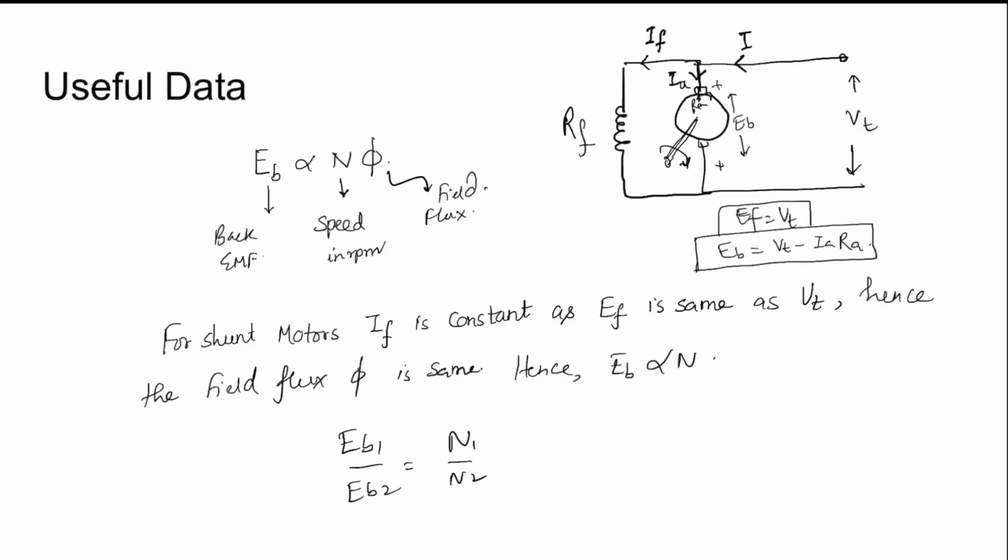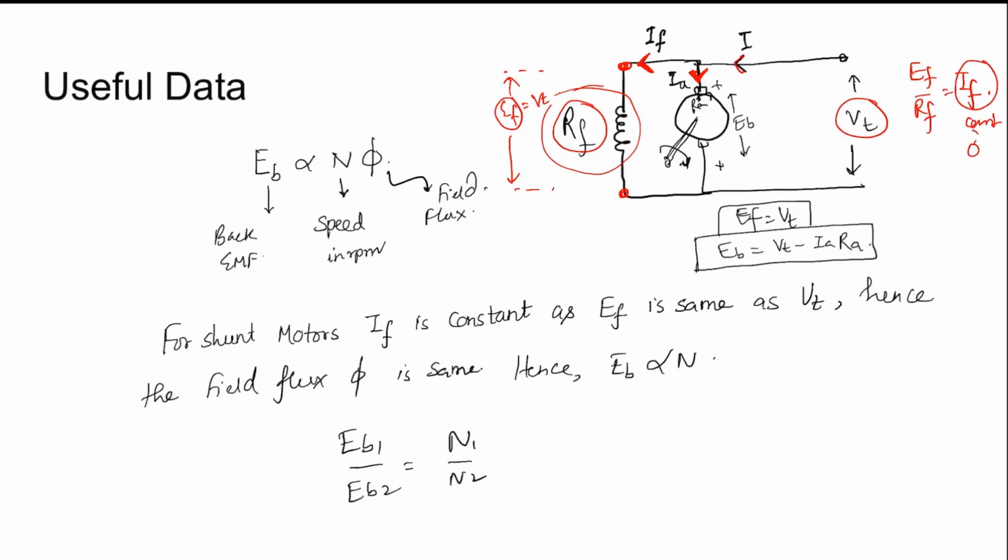Coming to the useful data for a self-excited shunt DC motor, this is the diagram given, where Vt is the input voltage and the motor draws current I, where Ia goes to the armature and If goes to the field coil for field excitation. Now the field circuit receives voltage same as the terminal voltage, so Ef equals Vt. Now Vt is constant, so Ef is constant, and Rf is a machine constant, so Ef by Rf is the excitation field current. Now if If is constant, then phi is constant.